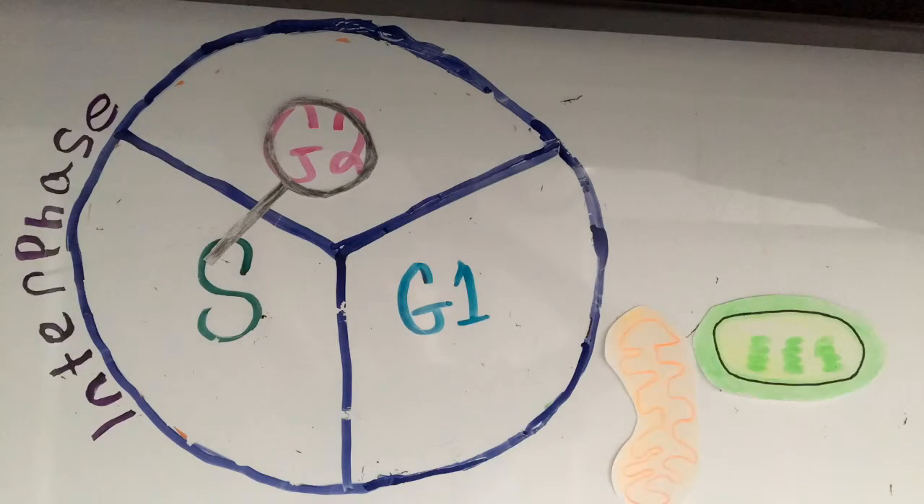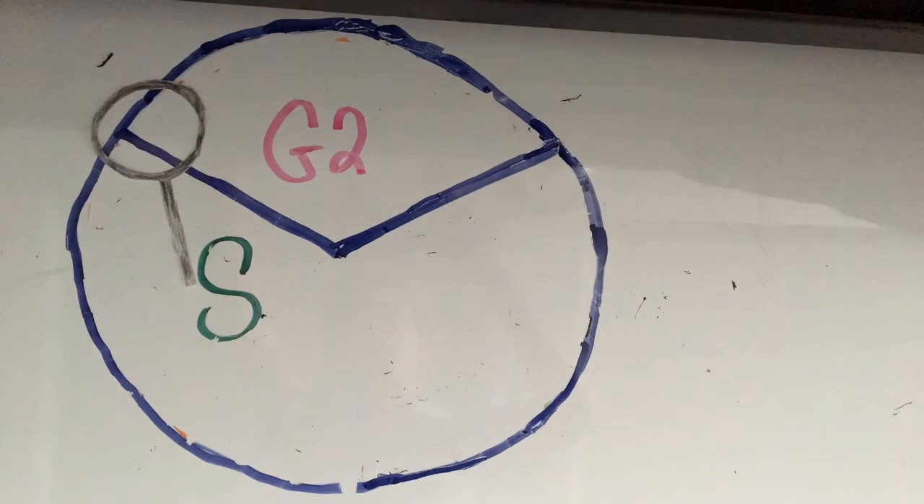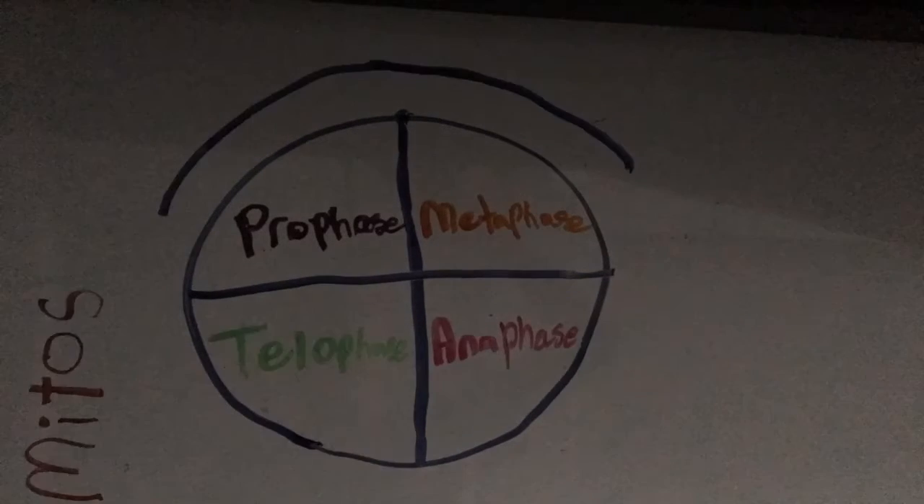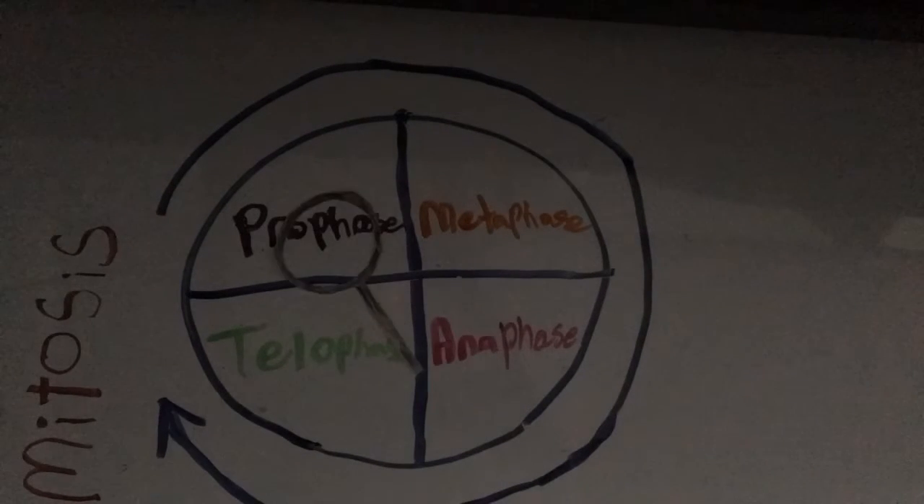During G2, the cell grows a little more, has a chance to make more proteins, and it duplicates its organelles like chloroplast and mitochondria. The next phase of the cell cycle is mitosis, which is broken up into four main parts, the first being prophase.